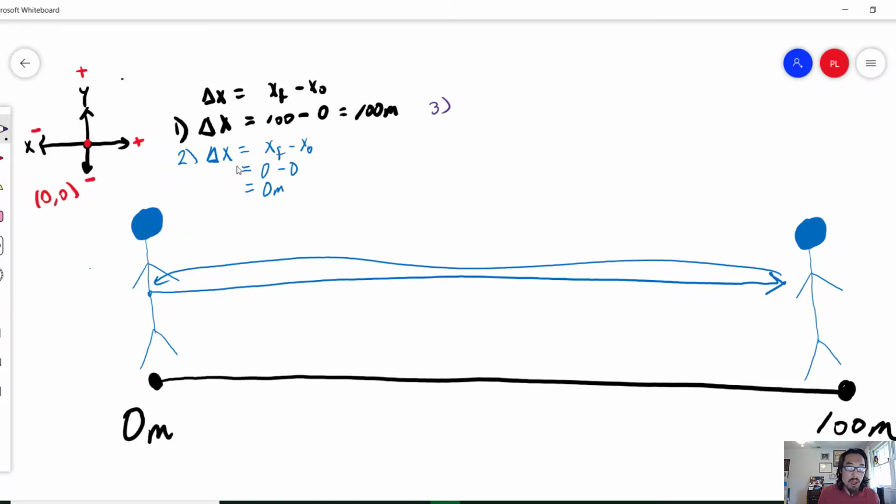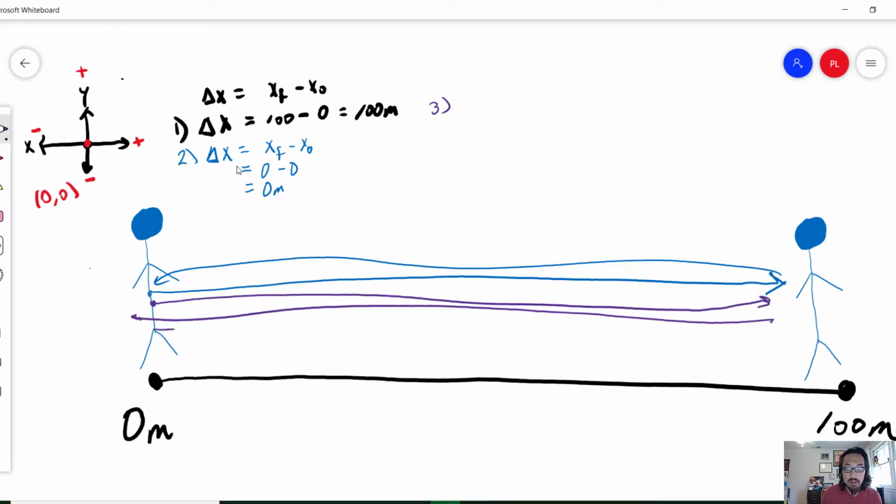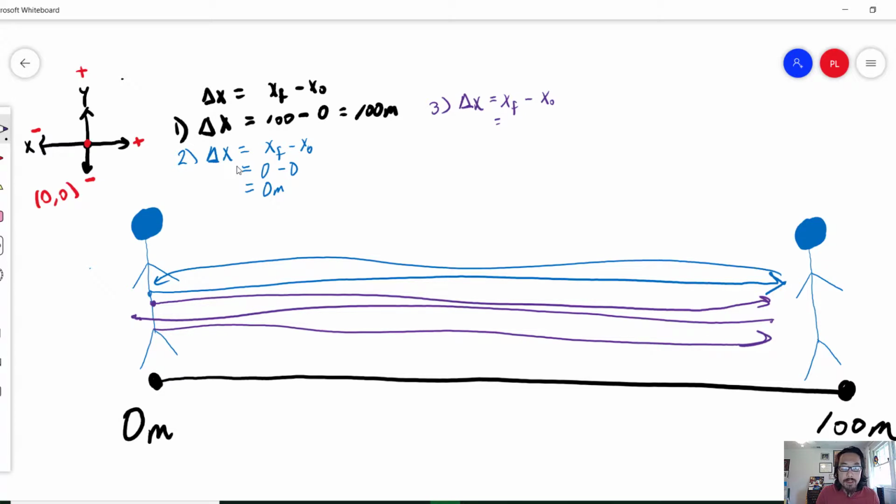Trip 3, I believe I started here. I go all the way to the right, all the way to the left, and all the way to the right again. So let's start off with our equation. Like I said, it is a very good habit to start writing out your equations. Trust me when I say this. My final position was at 100 meters, and my initial position was at 0 meters. So in this case, what was my total displacement? Well, my total displacement was 100 meters, just like trip 1.